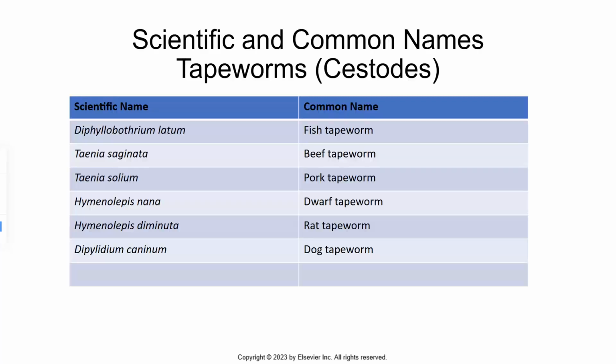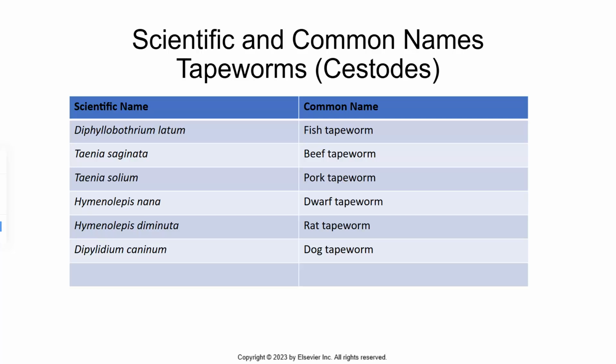Tapeworms. So tapeworms, or cestodes, these are the main players that we are going to talk about in this lecture. Diphyllobothrium latum is the fish tapeworm. Taenia saginata is the beef tapeworm. Taenia solium is the pork tapeworm. Hymenolepis nana is the dwarf tapeworm. Hymenolepis diminuta is the rat tapeworm. And Dipylidium caninum is the dog tapeworm.